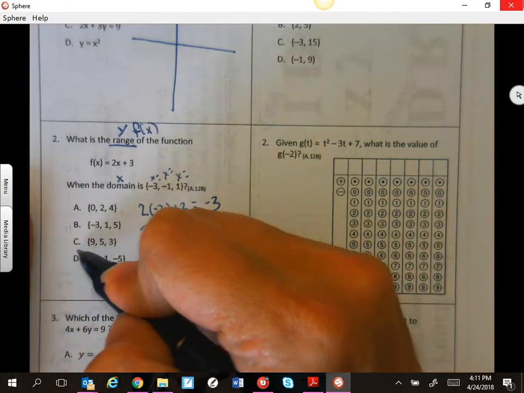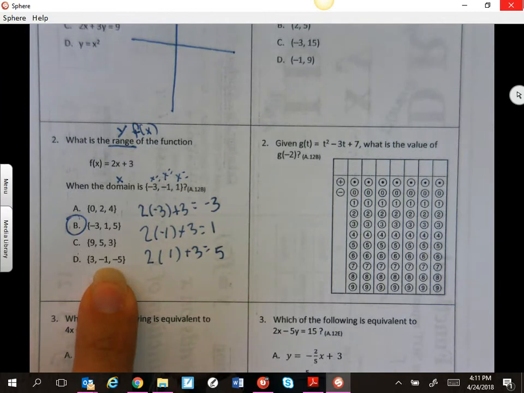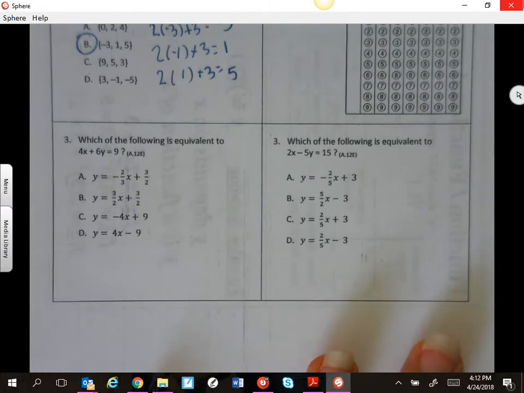Which is going to be careful, because see how the signs are different on this one, so be very careful with that. Which of the following is equivalent to 4x plus 6y equals 9? So notice that this is in standard form.